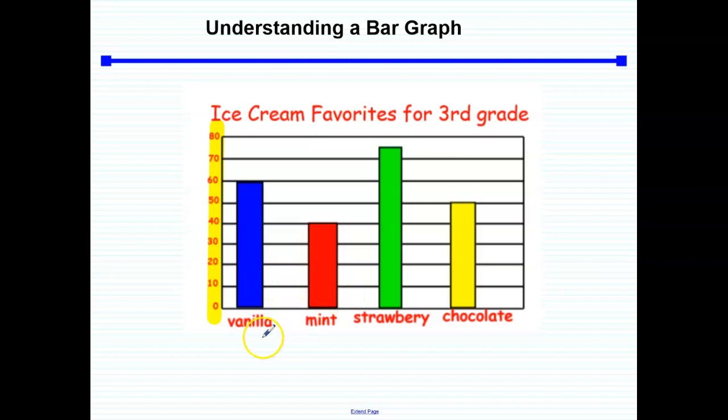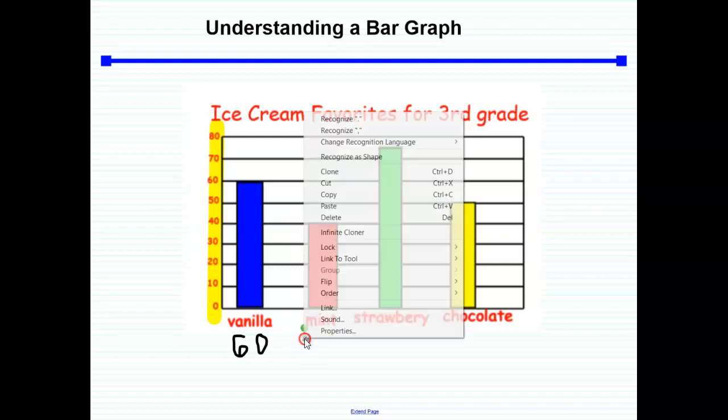Let's interpret this together. How many students preferred vanilla ice cream? So 10, 20, 30, 40, 50, 60 students. I'm going to write that down. How many students preferred mint ice cream? Did you guys say 40? Yes. I know my scale shows that 40 students preferred mint ice cream.